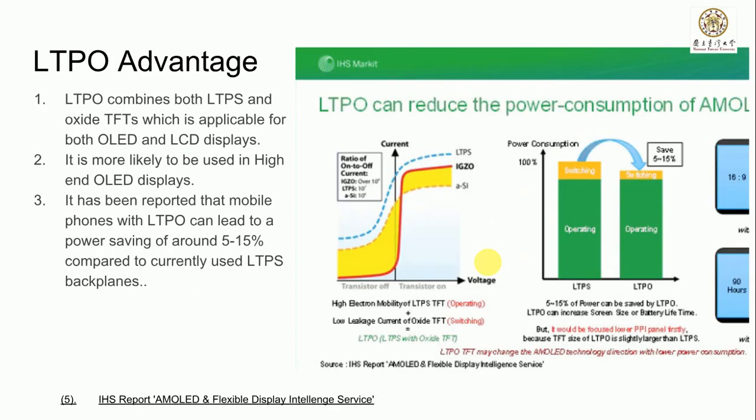Now, when we talk about LTPO advantages and disadvantages, first let's see its advantages. As mentioned in the previous slide, LTPO combines both LTPS as well as oxide TFTs. It is applicable for both OLED as well as LCD displays, and it is more likely to be used exclusively in high-end OLED displays. In LTPO, as switching circuits are LTPS and driving circuits use IGZO, this could lead to a power saving of around 5 to 15% compared to the currently used LTPS backplanes.